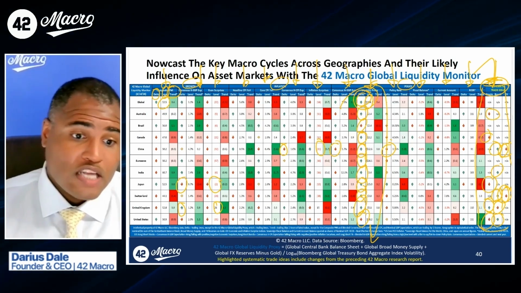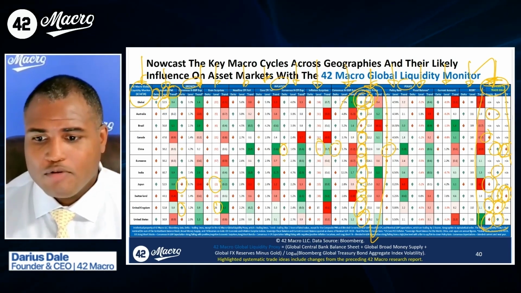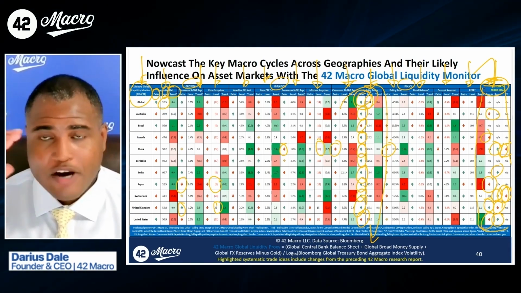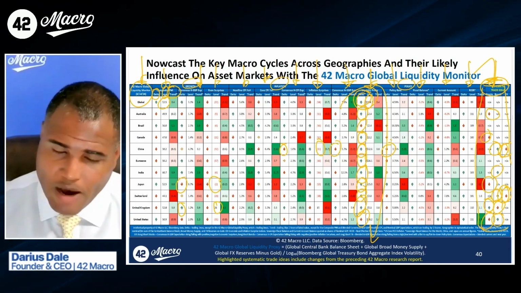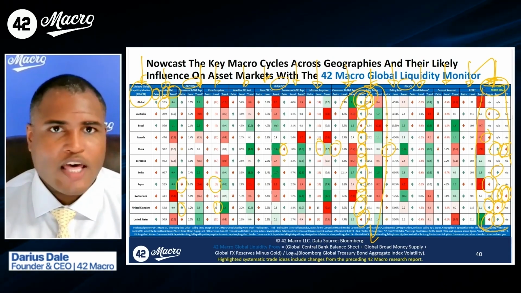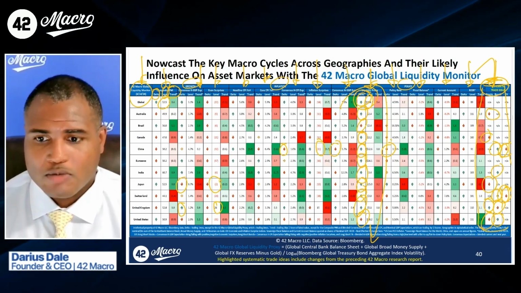So we refresh this table. As you can see here in the top right corner from today, we refresh this table 6 days a week for clients in 42 Macro. This is a very important tool in helping our clients peek around the corner and monitor and spot in real time inflections in the liquidity cycle so that they can reposition their portfolio to take advantage of those inflections, either to the upside or downside in terms of market risk.